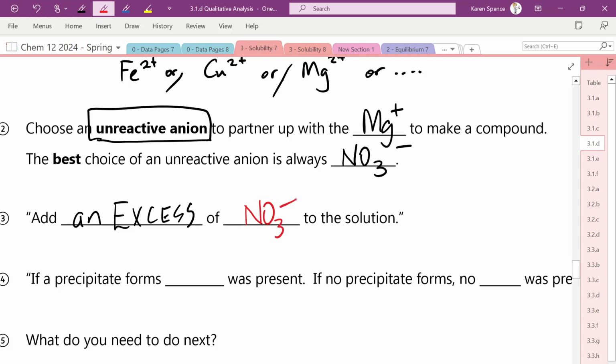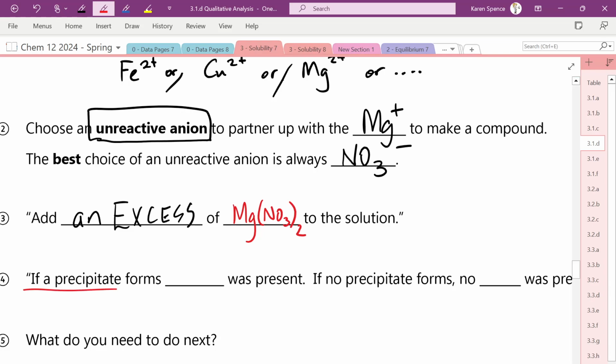Are we happy with that? No, Mg NO3, I thought that's what you meant. Okay, we need to have our cation in there. So we want the Mg, we have to pair it with something, so we've paired it with NO3. Mg NO3. Then we make our statement.